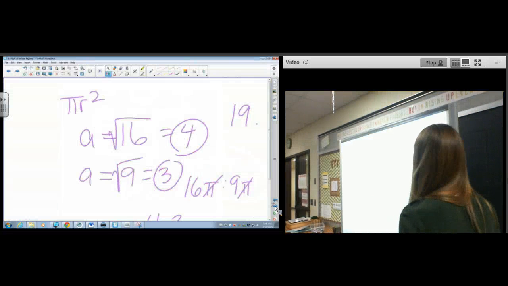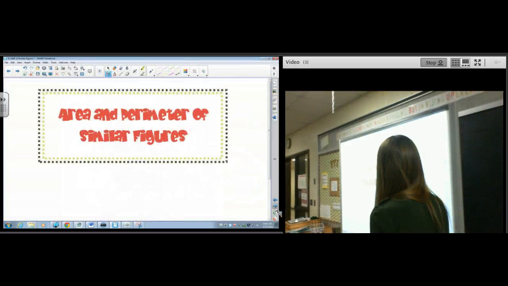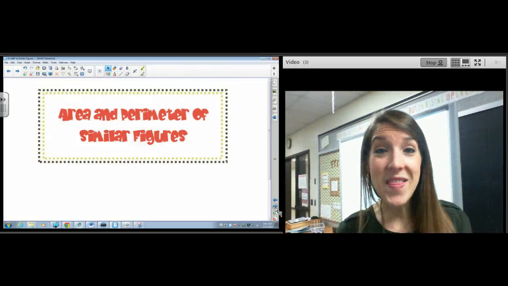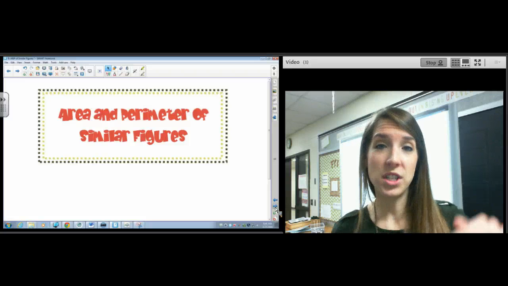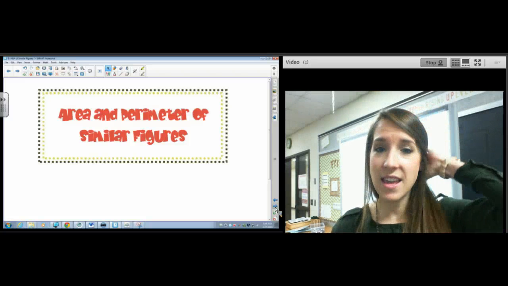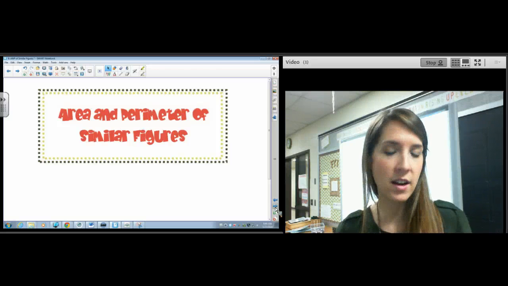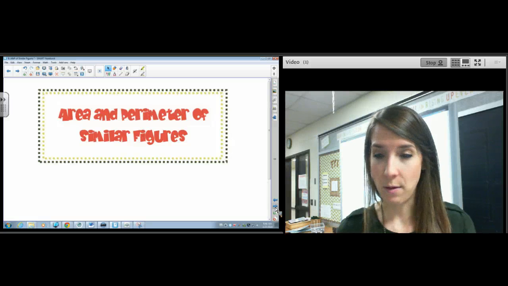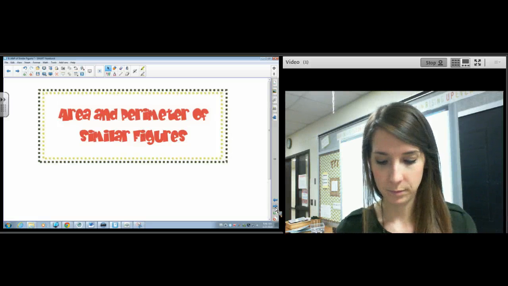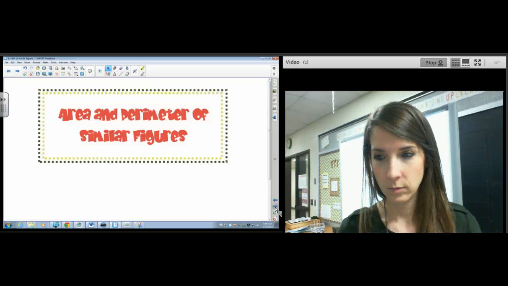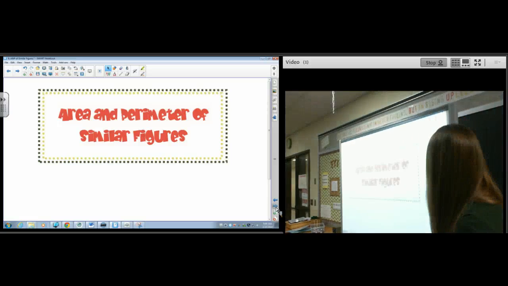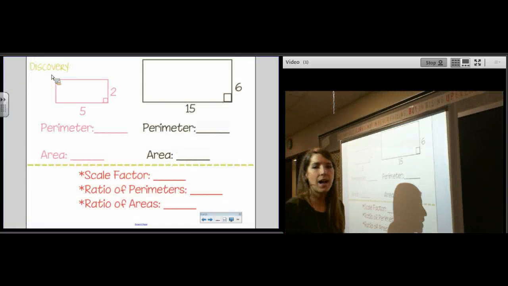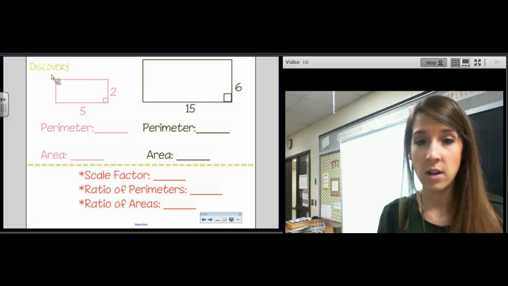And you can title your notes, Area and Perimeter of Similar Figures. There's some good news here. We've already done this lesson in the similarity unit. We're just going to do it again in the area unit because now we know how to find the area of things. But the lesson's really not going to be any different. So this is a review. Ready? All right, we're going to discover it again, but we kind of have already done this before.